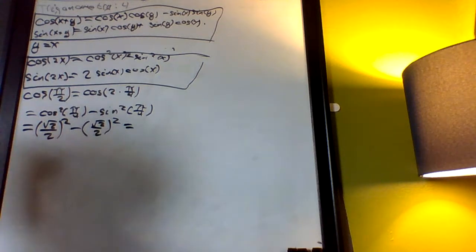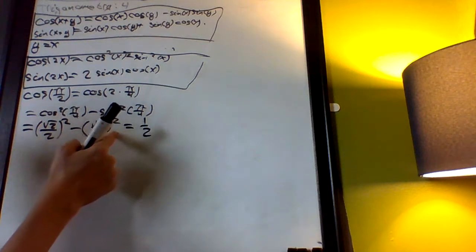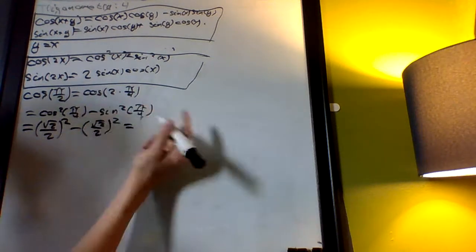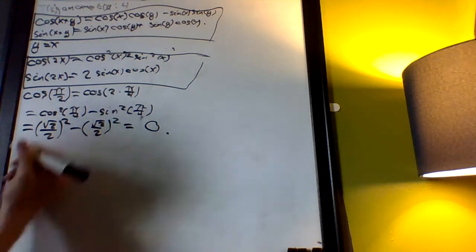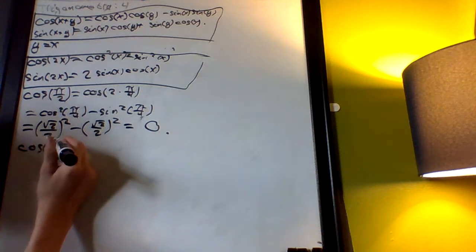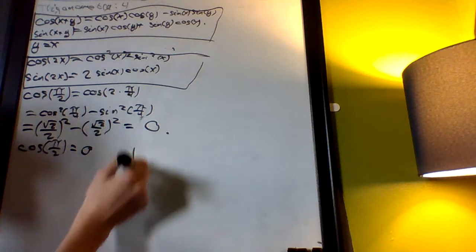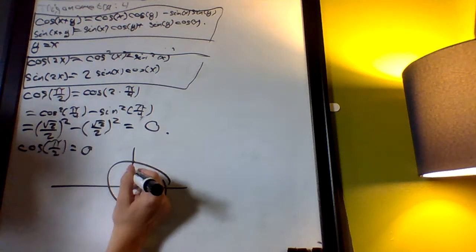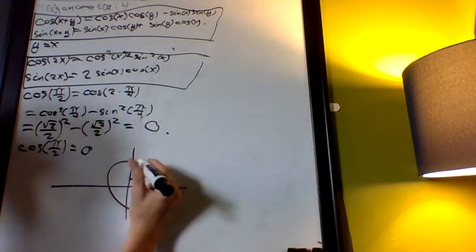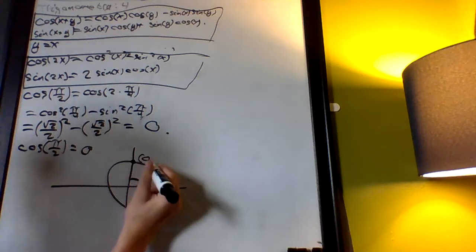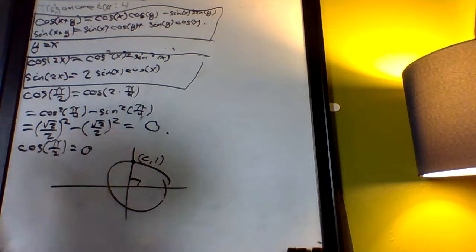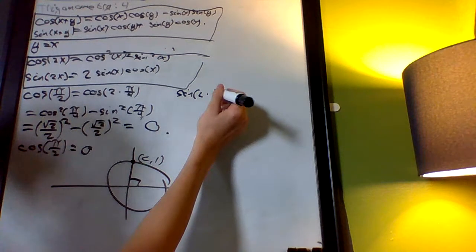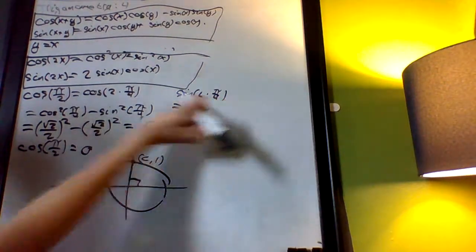Well, this is going to be 2 on 4, which is 1/2. We don't even need to calculate each of these. It's the same thing minus the same thing. It's going to be 0. Okay? So we know that this works for pi on 2, because if we look at the unit circle, 90 degrees corresponds with pi on 2, right there. We know that cosine is the x value. This right here is 0, 1. Cosine of pi on 2 is 0. If you do this for sine of the same thing, you will get 1.